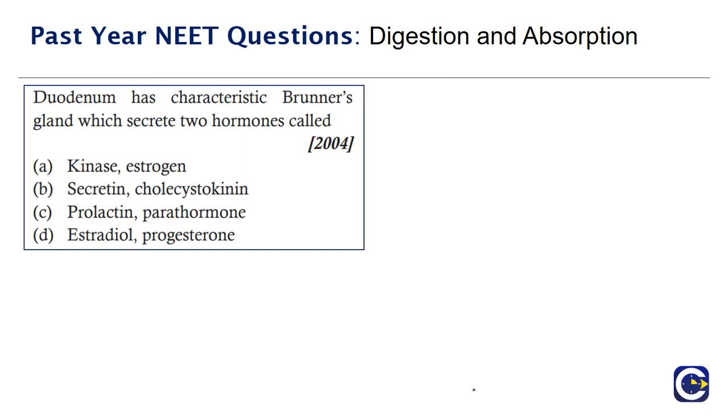Duodenum has characteristic Brunner's glands which secrete two hormones called... The options given are kinase estrogen, secretin, cholecystokinin, prolactin, parathormone, estradiol, progesterone. Estrogen is generally a sexual hormone, so it's not found in the intestine. Secretin, cholecystokinin is the answer. Prolactin is generally found in the pituitary gland. Parathormone is generally found in the parathyroid gland. Estradiol is the name of a contraceptive. Progesterone is a female sexual hormone. Okay, so the answer is secretin, cholecystokinin.